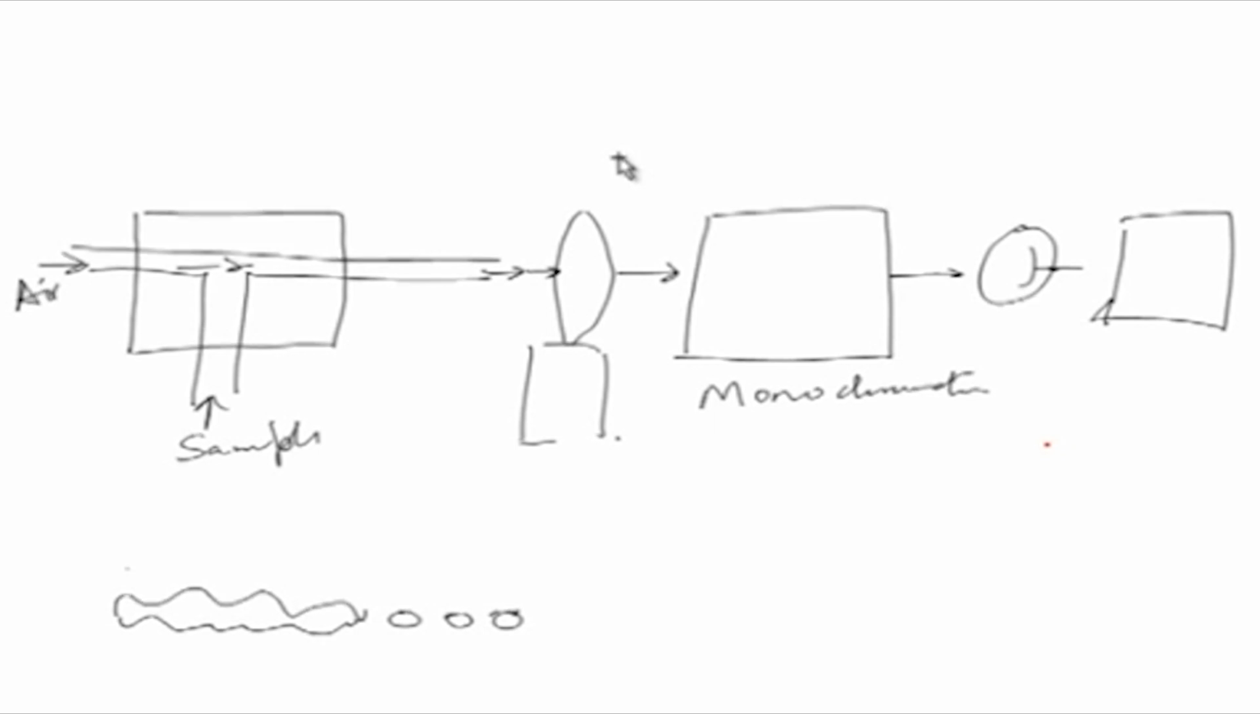So, this is a very simple schematic of flame emission spectrometer instrumentation. You have a nebulizer, you have an aerosol modifier, then small droplets come into the flame, emission occurs, and the spectral lines of a particular element are allowed to pass through the monochromator. Then there is a detector, and finally, you get a readout. So, this is the basic instrumentation.